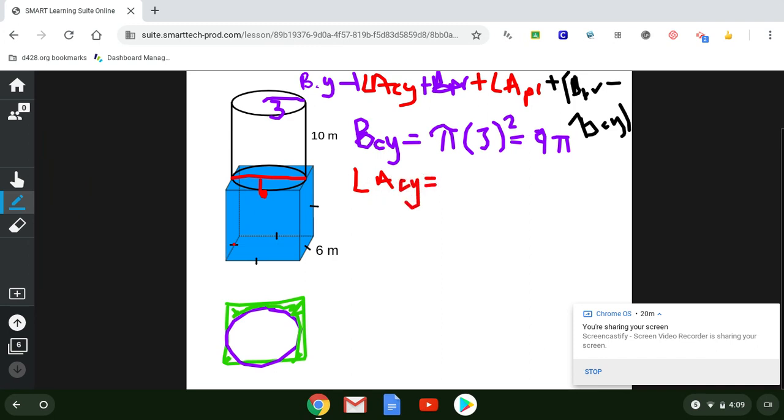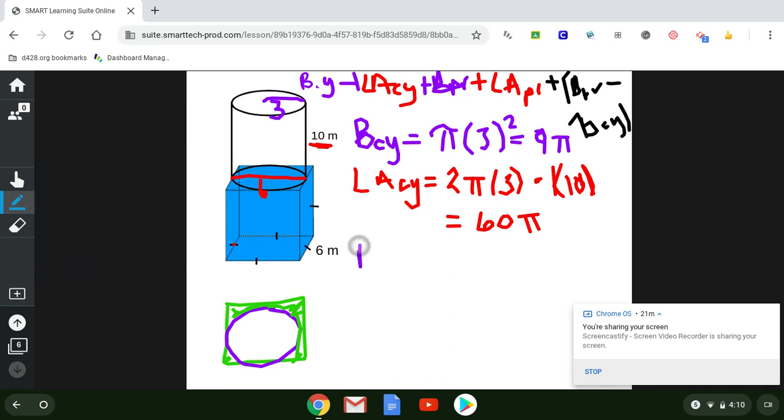Remember, to find lateral area, it's going to be the circumference, 2 pi r, times the height of the 3D solid. Okay, so again, my radius is 3, and the height of the cylinder is 10. Okay, so when I multiply the 2, the 3, and the 10, I get 60 pi.